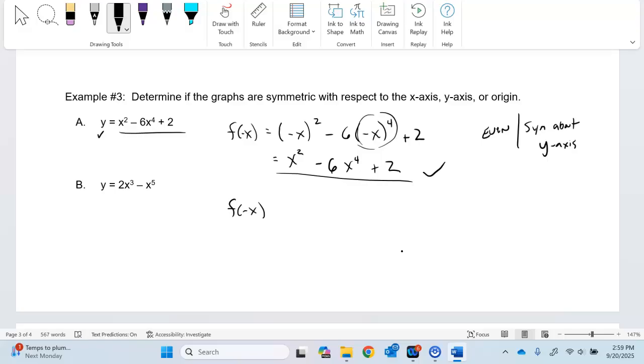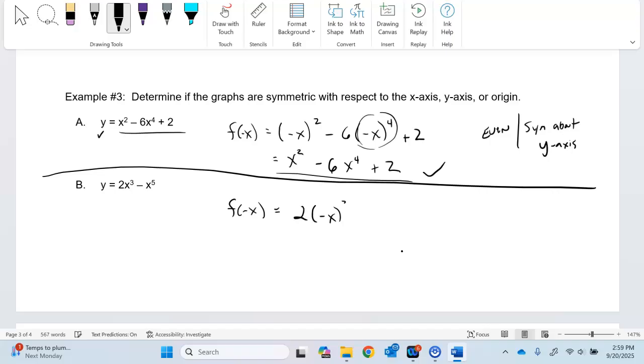Okay, let's see what happens with this. This guy is going to be odd, I think, but let's see how we show that algebraically. So you go 2 times negative x cubed minus negative x to the fifth. Okay, what's negative x cubed? How can I rewrite that? Well, remember, here's one way to think about it. Raising something to the third power means negative x times negative x times negative x. Negative x times negative x is positive x squared, and then times another negative x would give you negative x cubed. So in other words, a negative number raised to the third power is the same thing as the number raised to the third power, made negative.